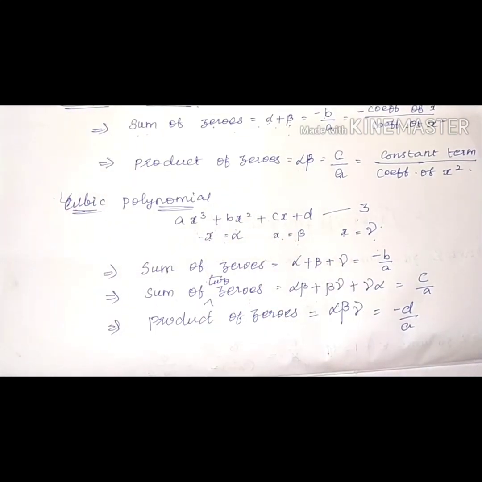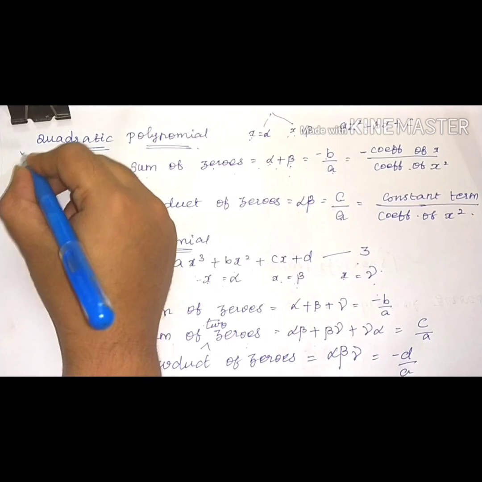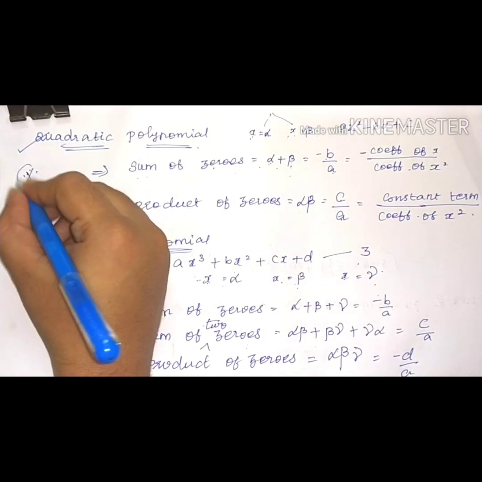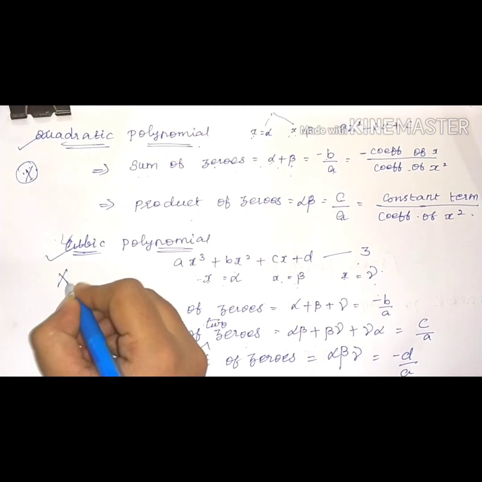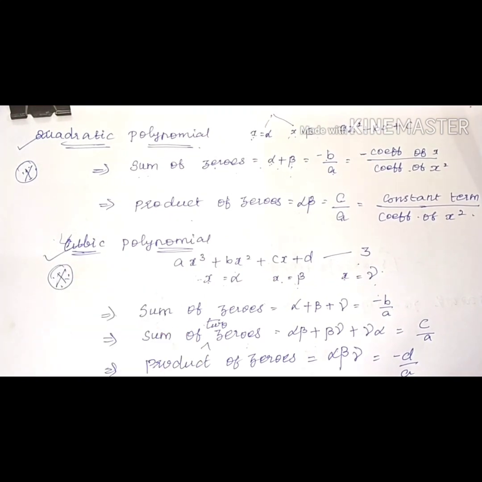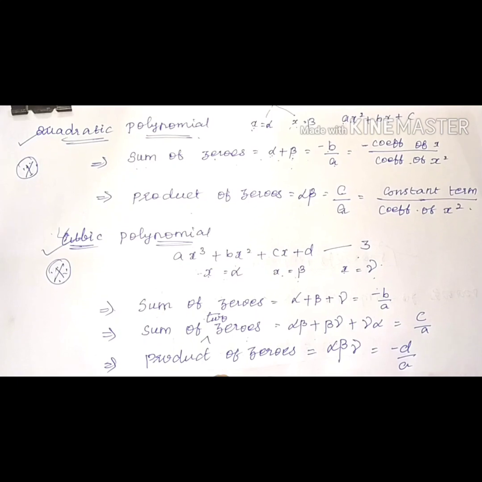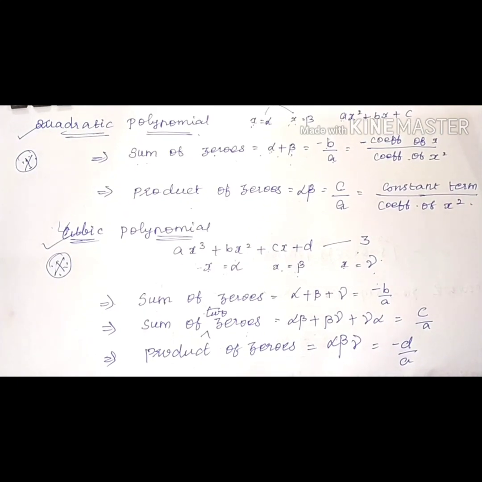So these formulas are very important. This one is the quadratic polynomial relationship. This one is the cubic polynomial relationship between the zeros and the coefficients. These formulas, practice them well. It is very important.